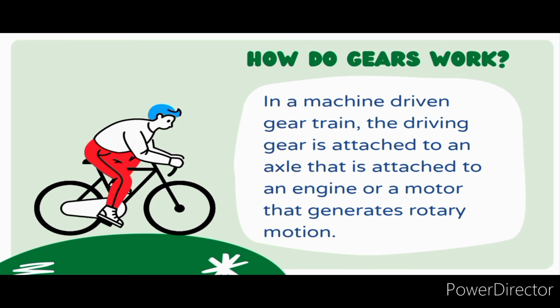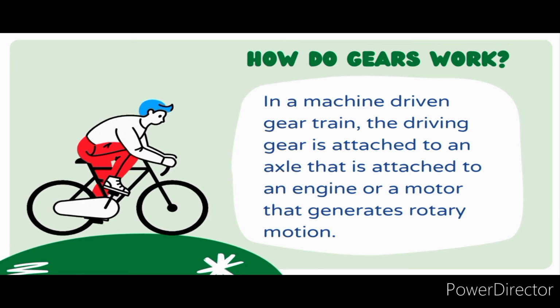In the bicycle, the chain is acting as an idle gear. Remember, we said the idle gear is always in between the input and the output gears. In a machine-driven gear train, the driving gear is attached to an axle that is attached to an engine or a motor that generates rotary motion. So the gears transfer that motion through other idle gears to the output device, such as a wheel on a car. Alright, so that explains everything that I've been saying using a bicycle.